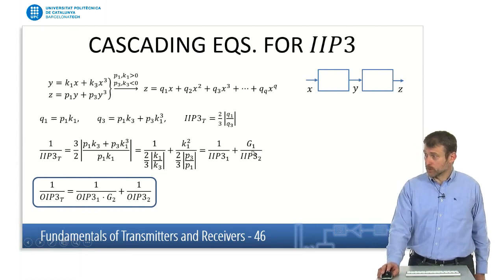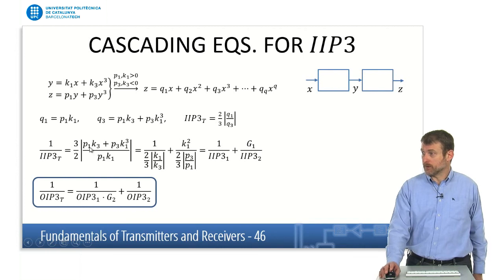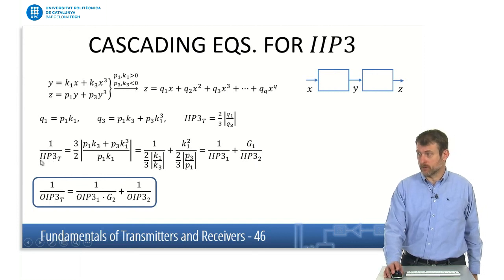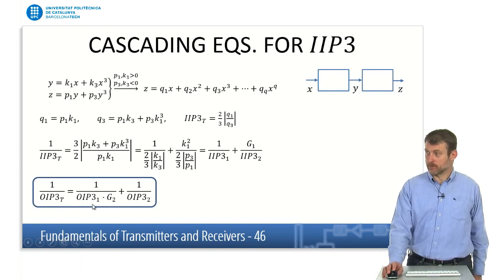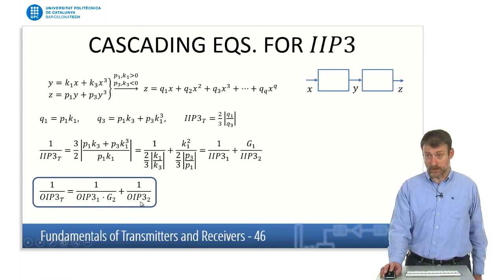Or in other words, now if you divide all this by the product of G1 and G2, you convert this third order intercept to the output. So the output third order intercept of the chain would be equal to the output third order intercept of the first element multiplied by the gain of the second element, and the output third order intercept of the second element.